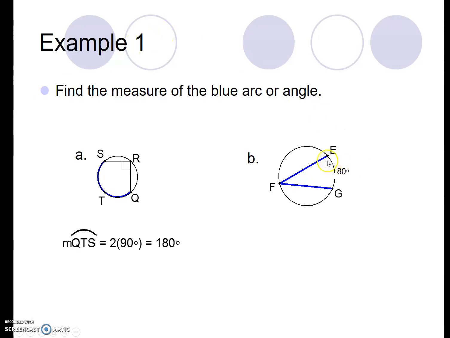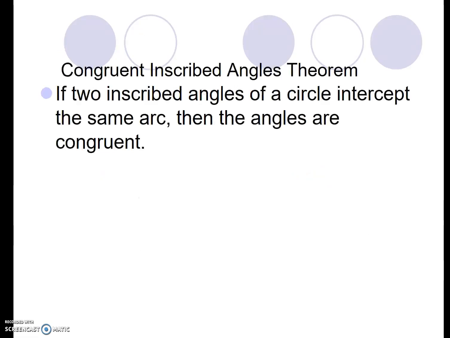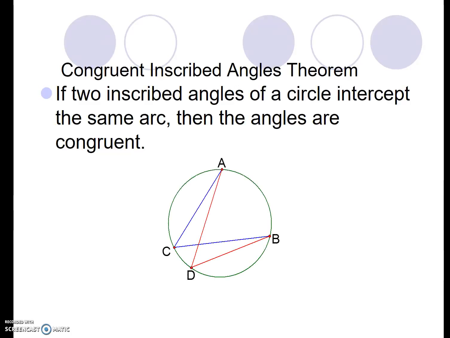However, number B, I have this intercepted arc right here. I'm not going to the central angle, so it's not equal. I'm going to go a little bit further here, and the relationship is exactly half. So angle F, that blue angle there, its measure is 40 degrees. Here's our next theorem. If we have two inscribed angles of a circle intercept the same arc, then the angles are congruent.